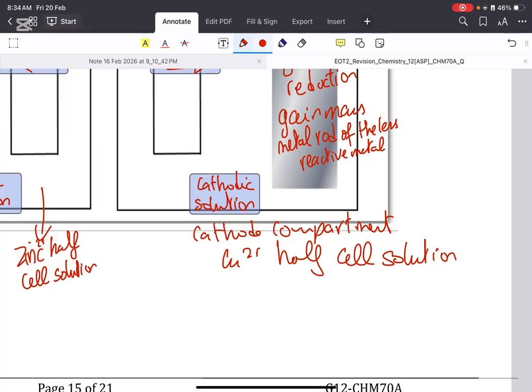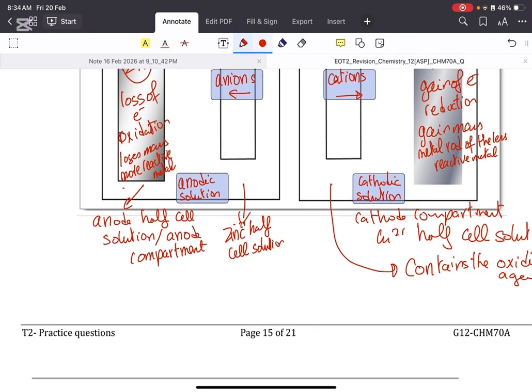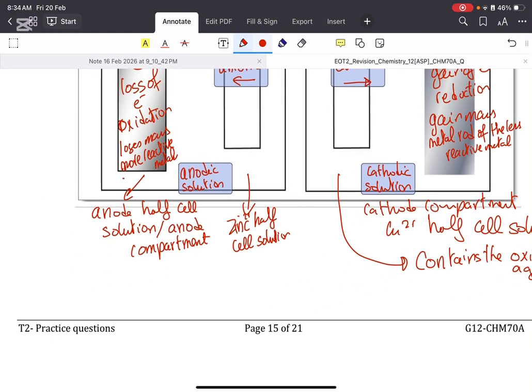One more thing, the cathodic solution contains the oxidizing agent, and this is the anodic compartment that contains the reducing agent.